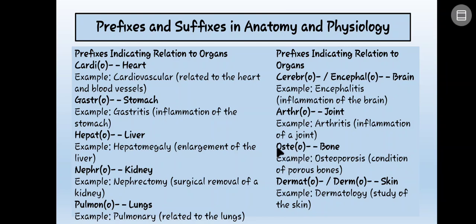Osteo means something relating to bones. So osteoporosis. When you see porosis, it means something becoming weak, porous. So osteoporosis means bone becoming porous. Dermato or dermo means skin, something that relates to the skin. So dermatology means the study of the skin.